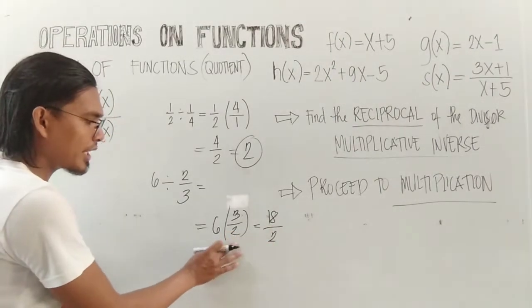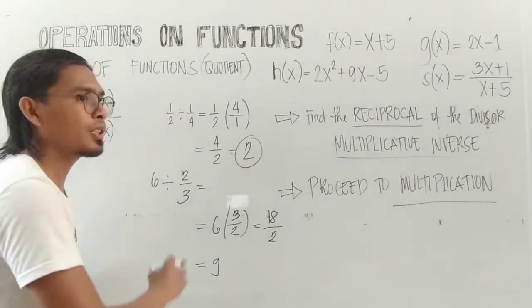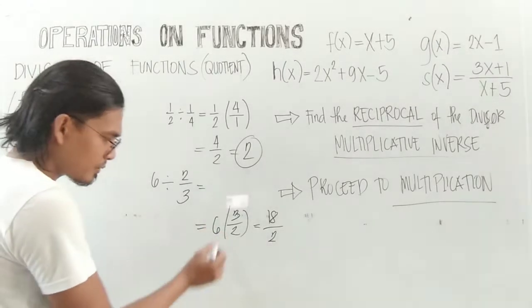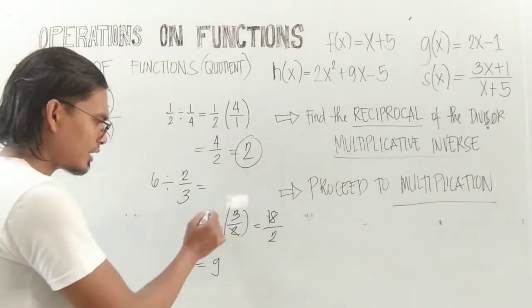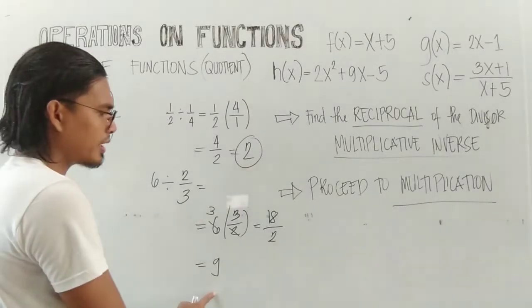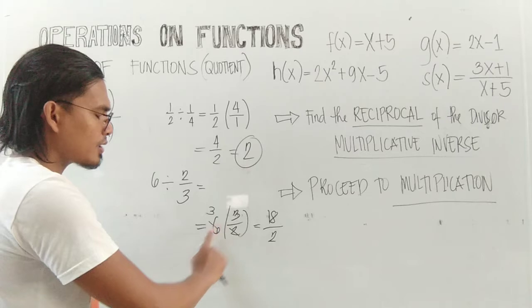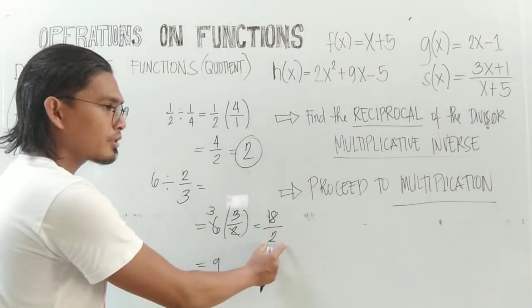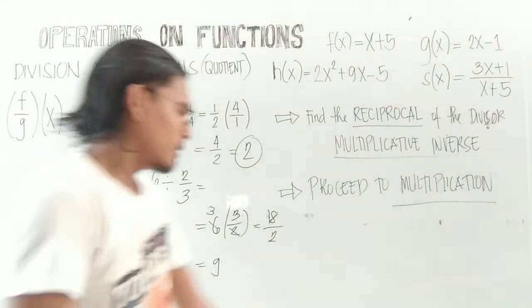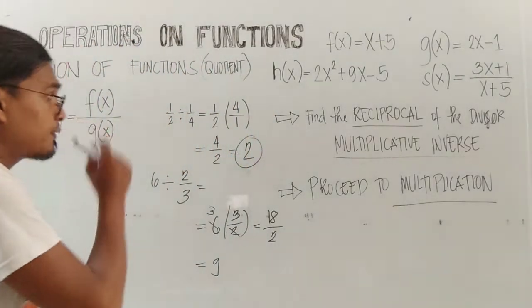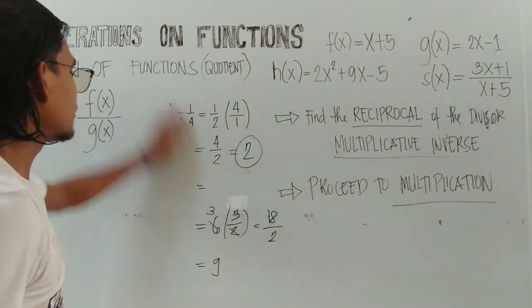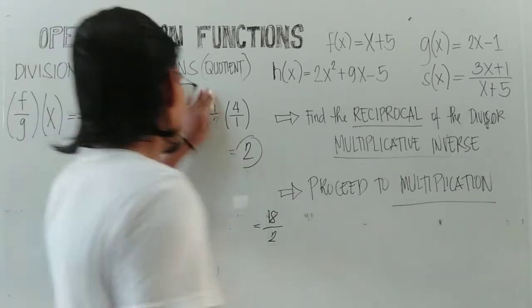So here, we can also divide first before we multiply. Some people do 6 divided by 2, that is 3, and 3 times 3 is 9. But to be basic and fundamental, we multiply 6 times 3 equals 18, copy the denominator 2, then 18 divided by 2 is 9. Okay? So that is the fundamental procedure in dividing numbers with fractions. Now let us proceed to dividing functions.